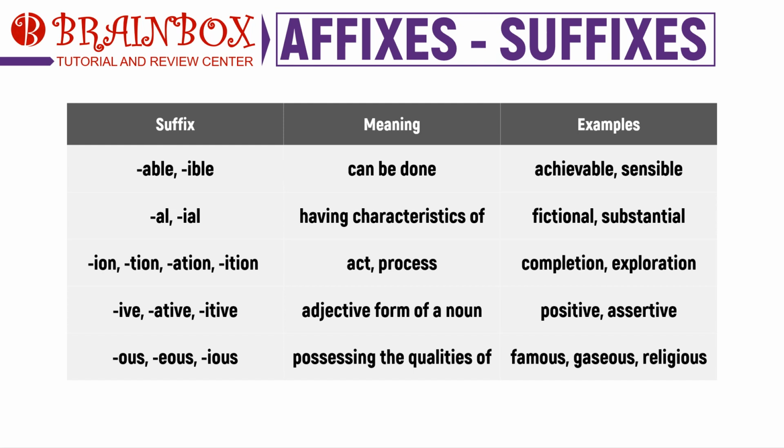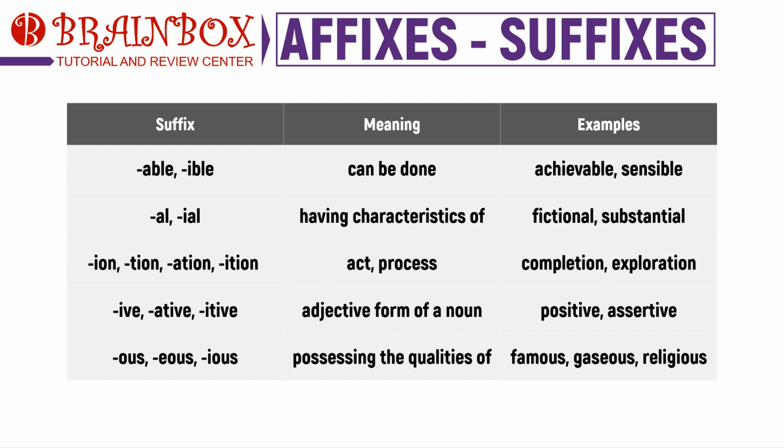We also have the suffixes -ion, -tion, -ation, and -ition. These suffixes are used to create nouns that describe actions, processes, or states related to the base words. Each suffix conveys a sense of the action, process, or state that is being described. For example, completion and exploration.